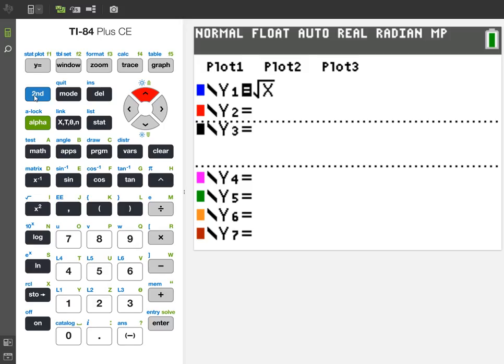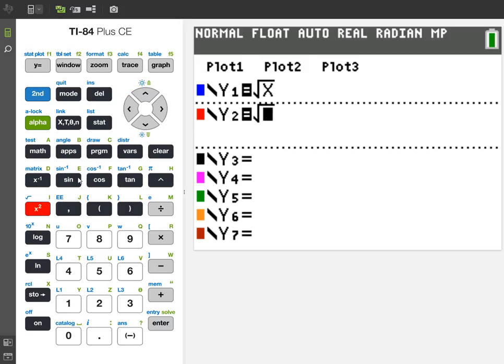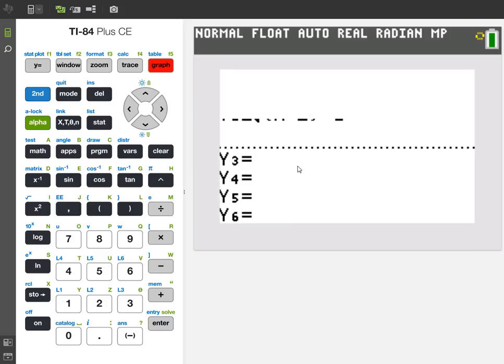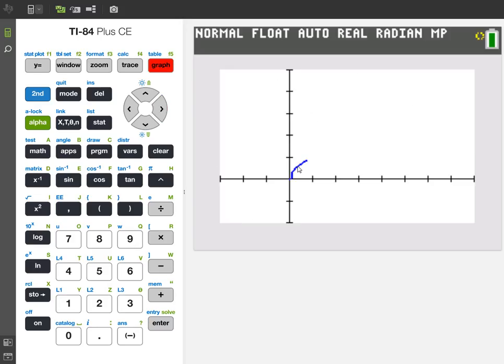Okay, so we said square root of x minus 3. I got to scoot to the right, get out of the square root, and then minus 1. There we go. Right 3, down 1. Make sense? Okay.